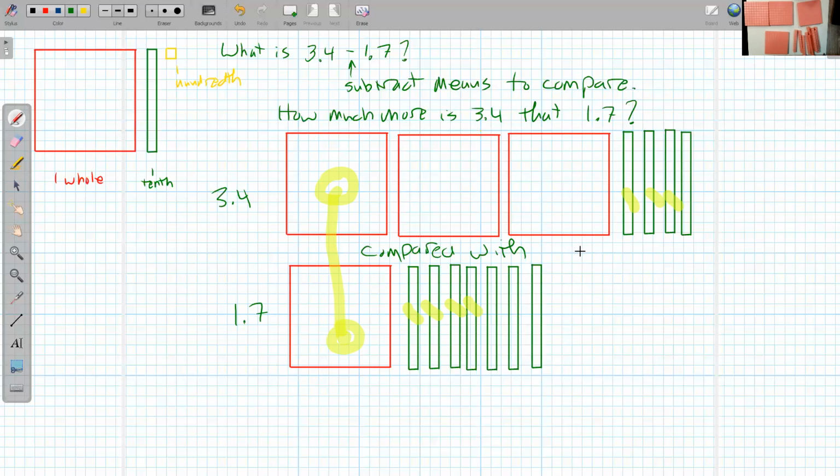So I'm just going to make a note. Incomplete comparison. Similarly, if we tried to do a takeaway, it would be an incomplete takeaway. We didn't take everything away. So I need to trade above 1 whole. I don't have enough tenths for 10 tenths.